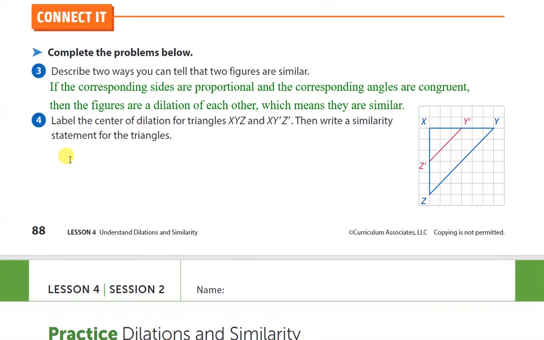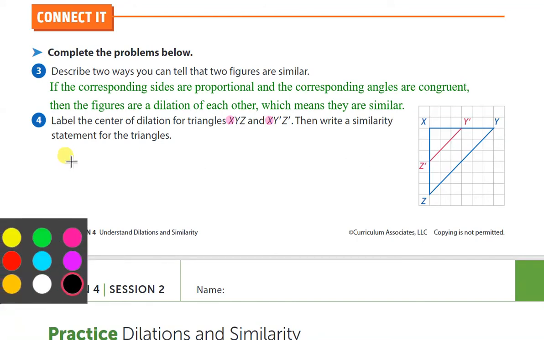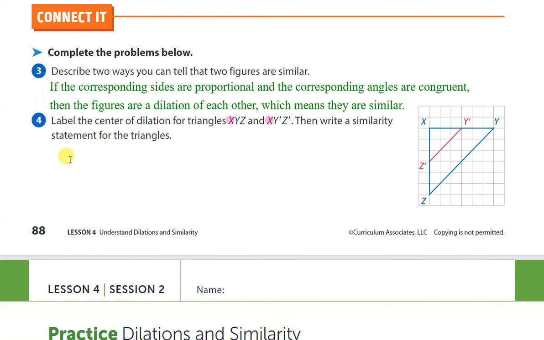Label the center of dilation. This is number 4. Label the center of dilation for triangles XYZ and X, Y prime, Z prime. You may notice here that the X didn't change. It's not X prime, it's still X. So the one that doesn't change is the center of dilation. So we labeled it right there.